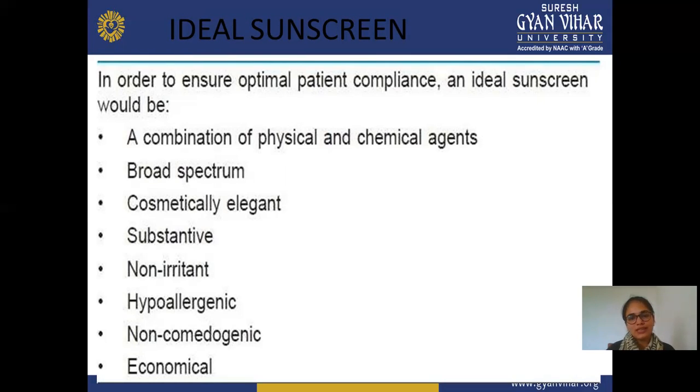So it should have proper elegance, and be substantive and non-irritant, meaning it doesn't show any adverse effect or irritation when you apply it on your skin. Next is hypoallergenic: no allergy, or only a very small amount of allergy, is observed. Next is non-comedogenic: it doesn't show any comedogenic effect. And next is economical: it shouldn't be costly or too high in price. Everyone should be able to easily purchase that sunscreen, so it should also be economical. These are some ideal properties.